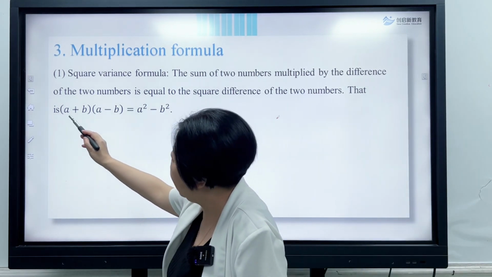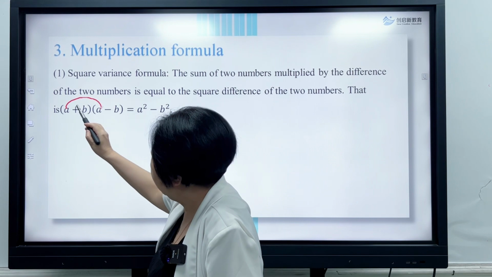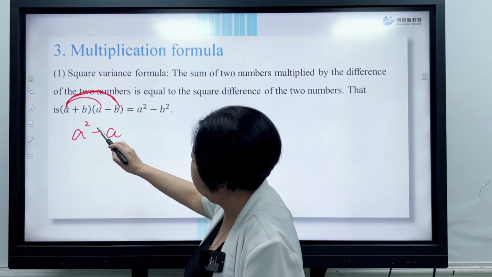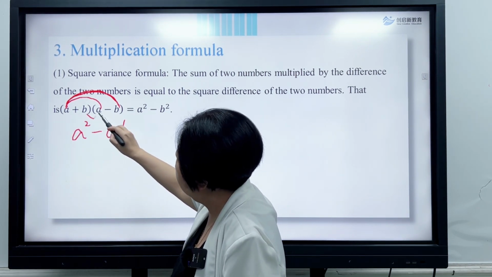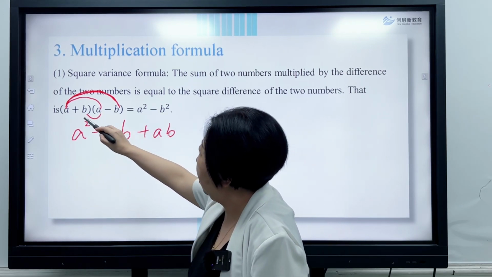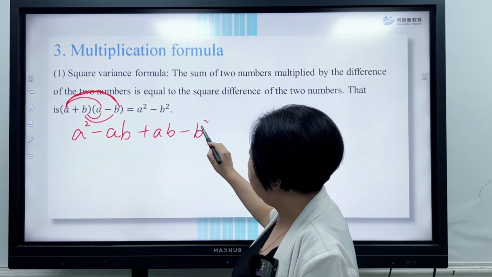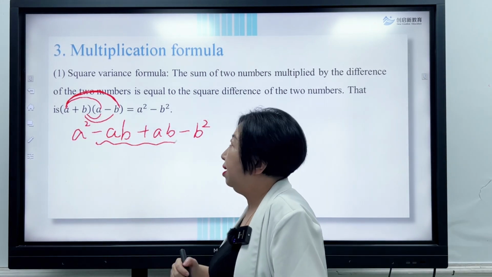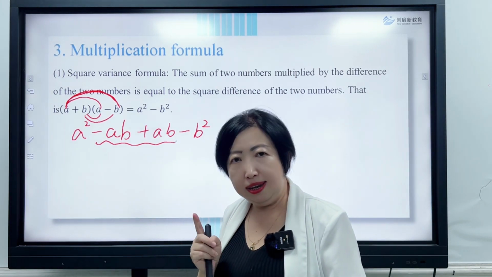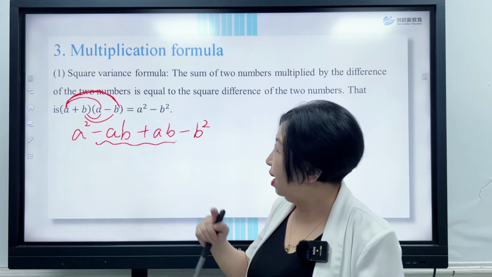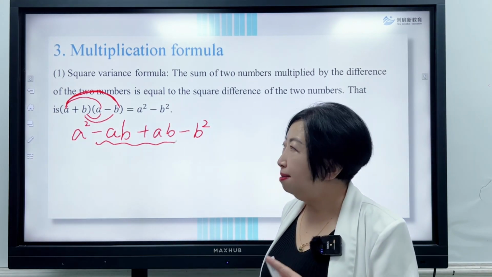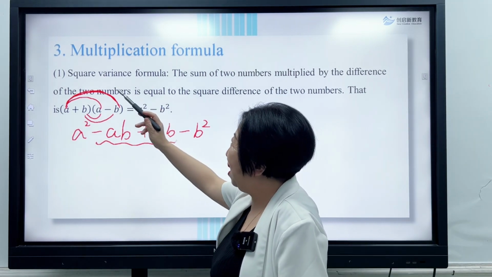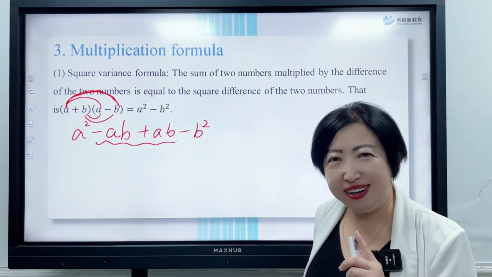And for example, let's expand it: a squared minus ab plus ab minus b squared. Of course, the middle terms add up to 0. So we can express the sum of a and b times the difference of a and b equals a squared minus b squared. Here is the famous square difference formula. It is very important and very useful.